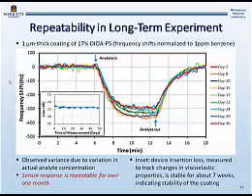Now, another important aspect of the measurement is the long-term stability of the coating. So this shows the repeatability in a long-term experiment. In this case, the coating was 1 micrometer thick, and the mixing ratio was 17%. And the frequency shifts were normalized to 1 ppm benzene within the instrumental error.